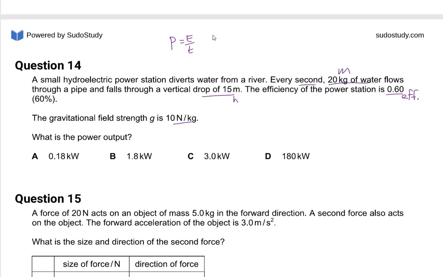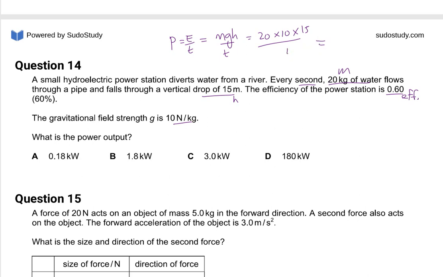Okay, good. So energy. The water is coming from above, so the energy will be gravitational potential energy, mgh over time. Now m we know is 20. Gravity is 10, and the height is given to me as 15. And the time, what is the time? That is the thing I need to know. The time is 1 second, every single second. So time is going to be 1 second.